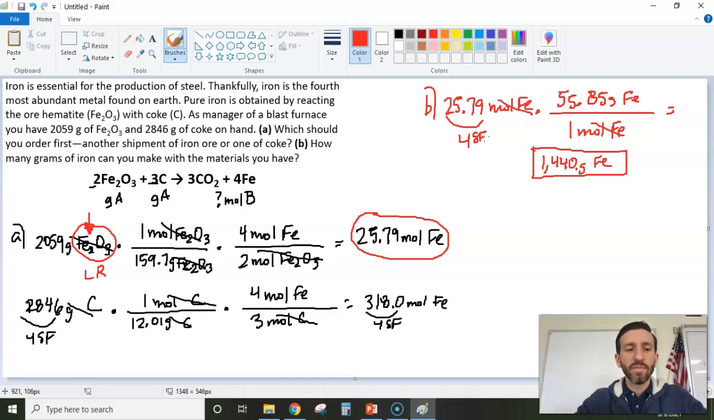So there you go. We solved the problem. Fe2O3 is the limiting reactant. We're going to have to order that first. And with what we have on hand, we can make 1440 grams of iron.